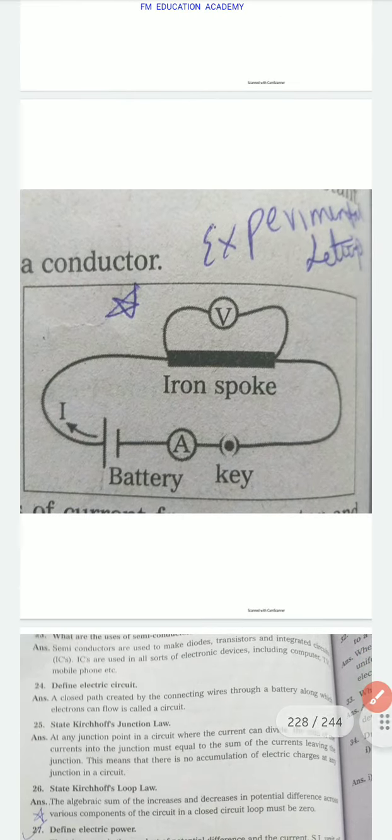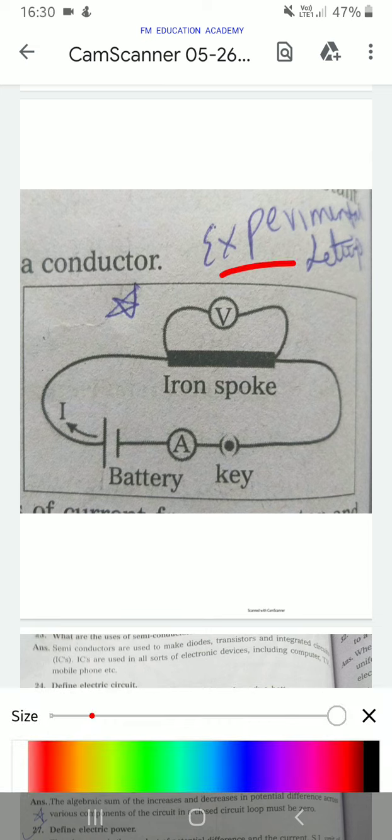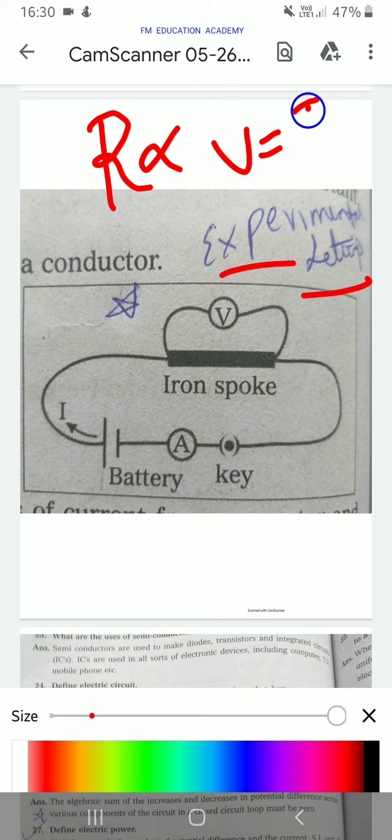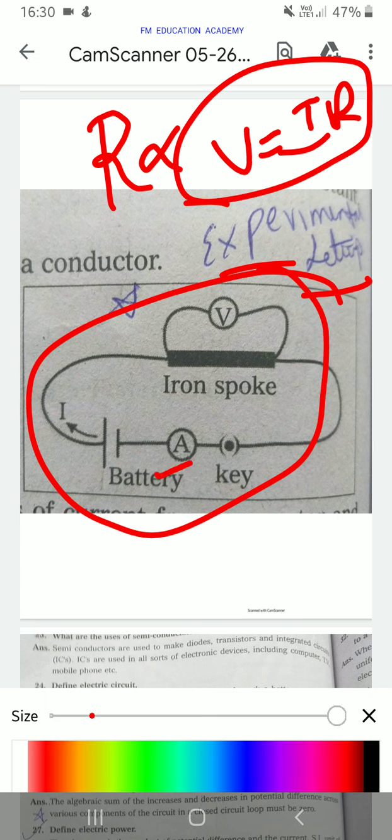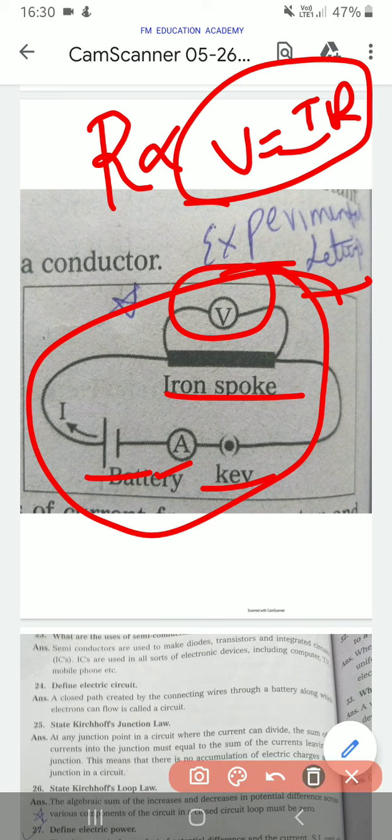Then it can ask you to write down an experimental setup when you have to prove that resistance of the material is constant, or when V equals IR. Write this experimental setup, draw the experimental setup. So you have to draw this and show: ammeter, key, battery, iron spoke and voltmeter in parallel. Okay.